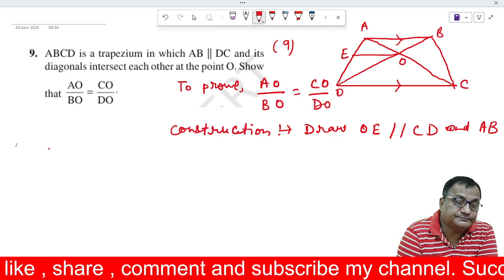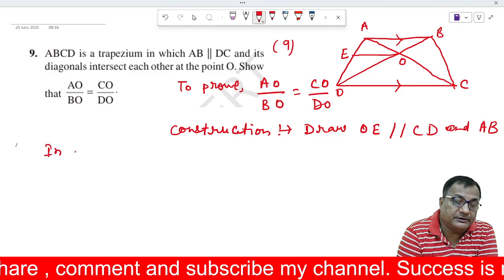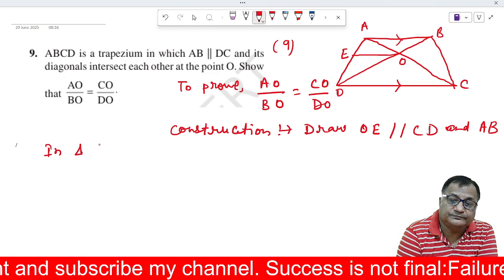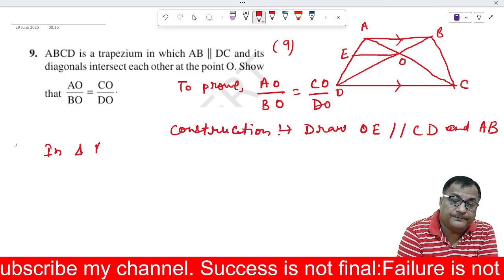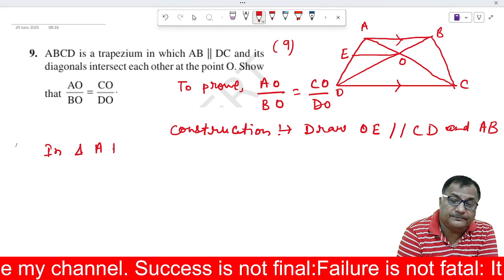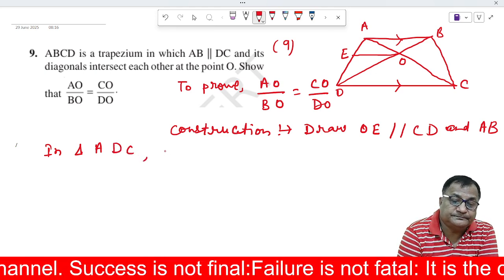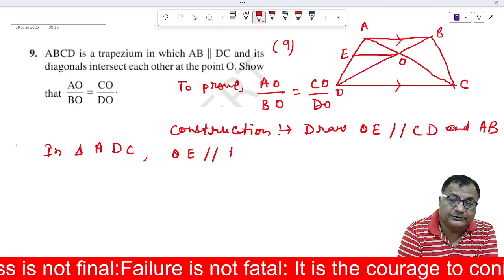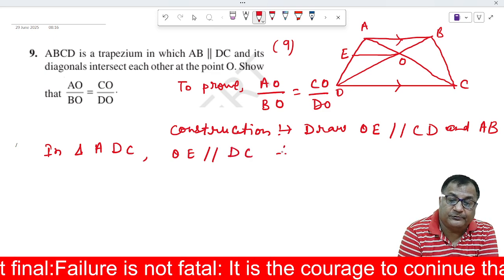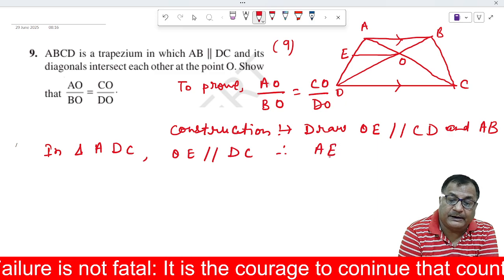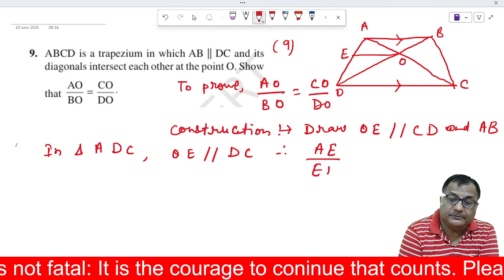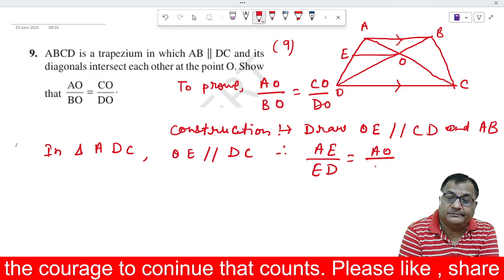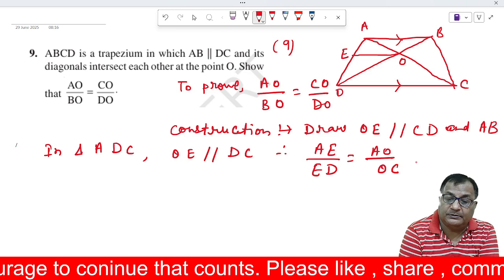Now in triangle ADC, OE is parallel to BC. Therefore, AE by ED is equal to AO by OC. This is 1.